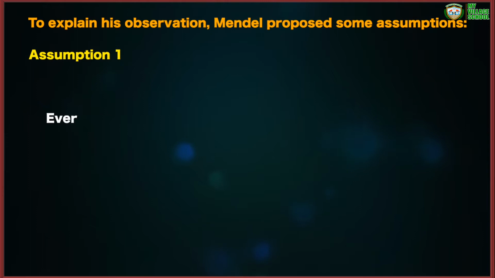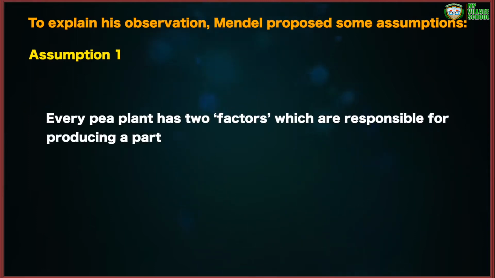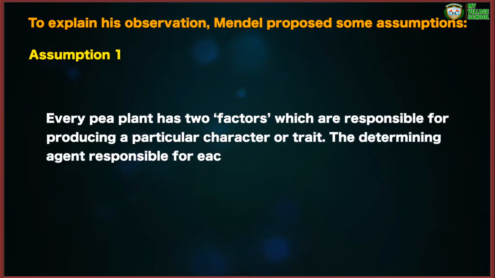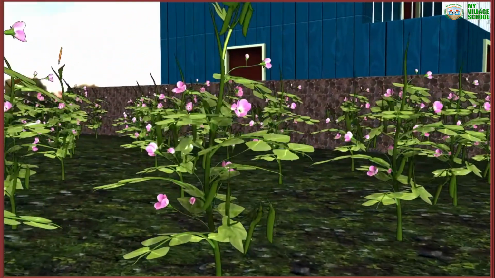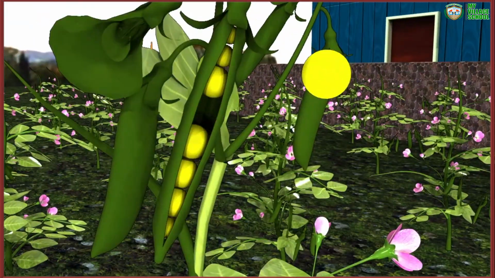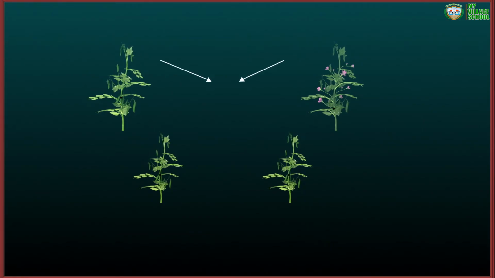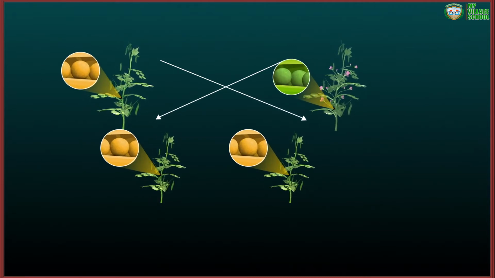Assumption 1. Every pea plant has 2 factors which are responsible for producing a particular character or trait. The determining agent responsible for each trait is called a factor. Mendel carefully chose the plants which do not produce a mixed result, which is pure. In our example of yellow and green peas, a pure breed which is parental stage will have both the factors of the same type.